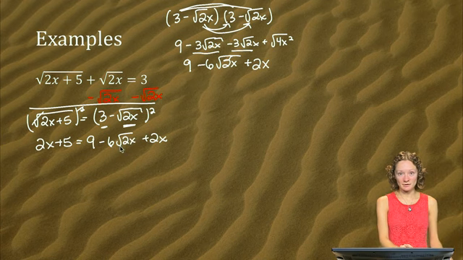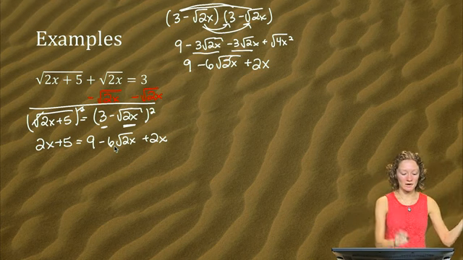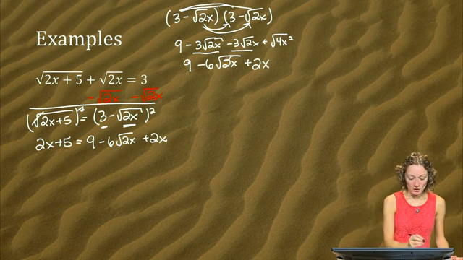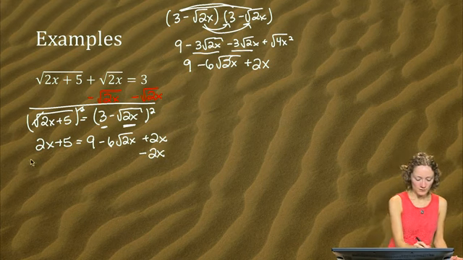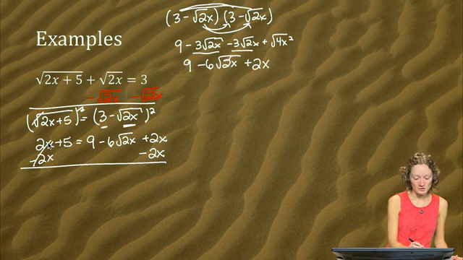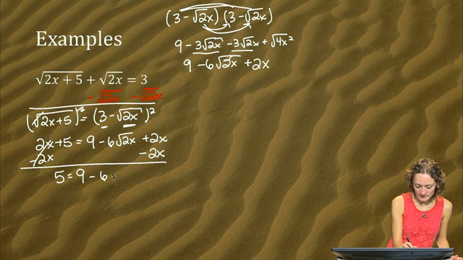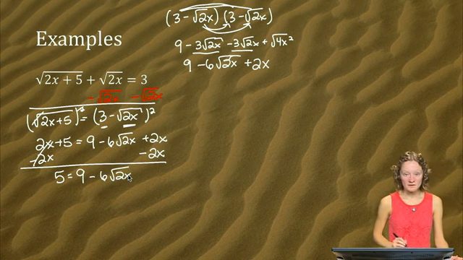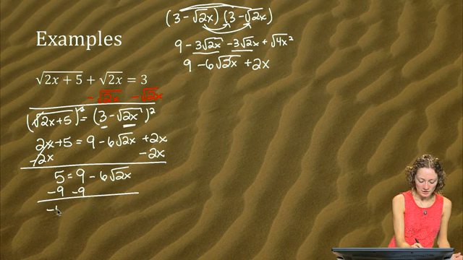We still have a radical in the picture. We can't do any solving until we get rid of it. We get rid of it by squaring it, but we can't square it until it's isolated. So start moving some terms to the other side. We can start by subtracting 2x. Good news, the x term is gone then. Then subtract 9, which gives us negative 4.